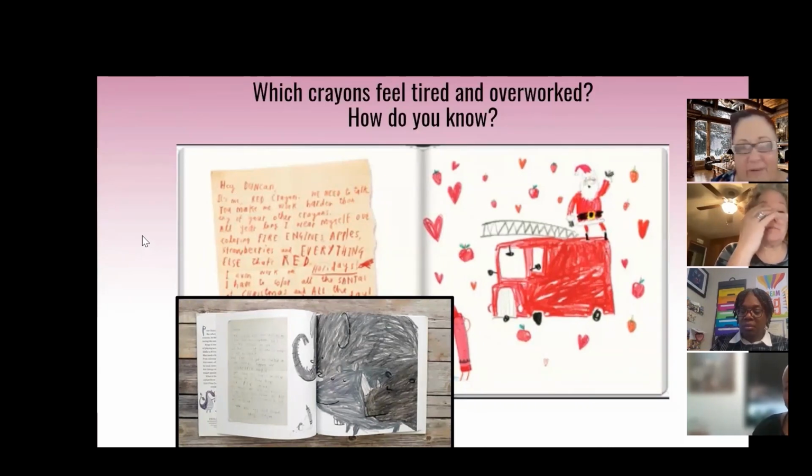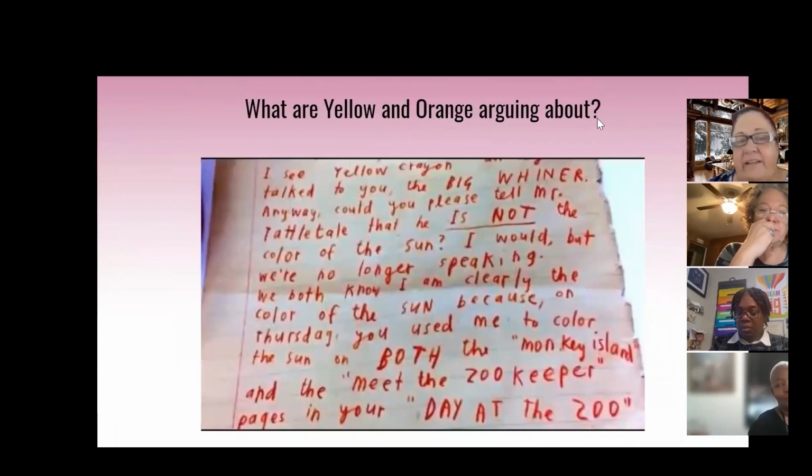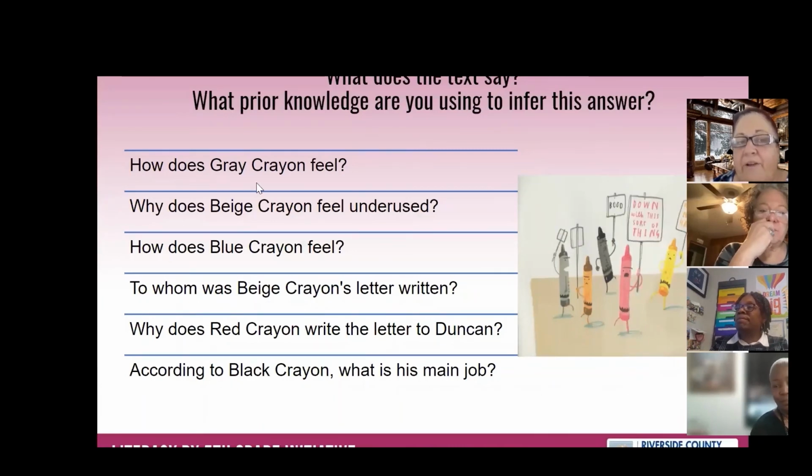So here's the red one, and they're tired of being overworked on the holidays, which is great for Valentine's Day. You can get kids to dig in: what are they arguing about? Because it doesn't always tell you. Sometimes there's some inferencing. Prior knowledge: how do all these crayons feel? What prior knowledge are you using? This is a great book to teach the inference of emotion or feeling, and to talk about how you would feel if that was happening.